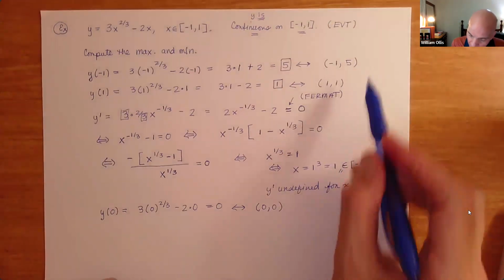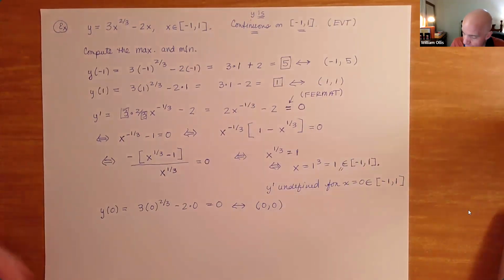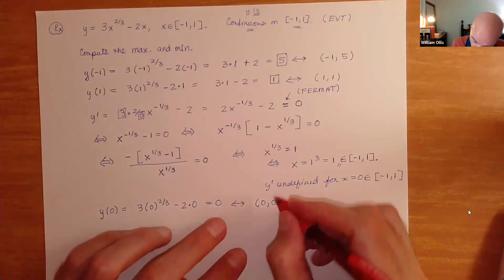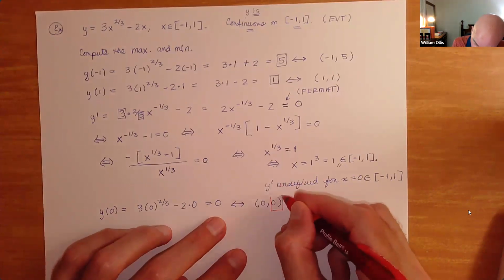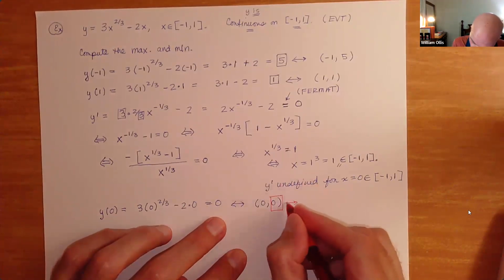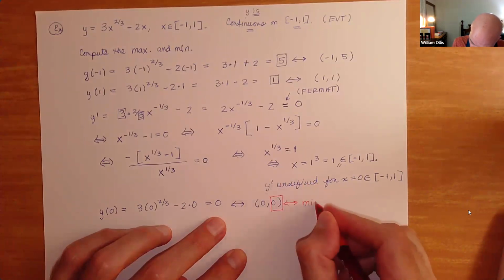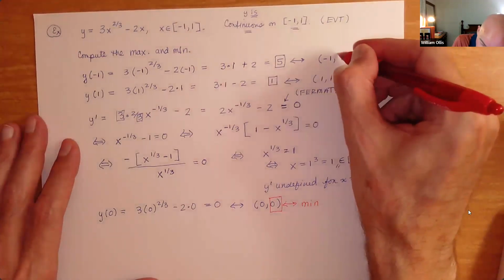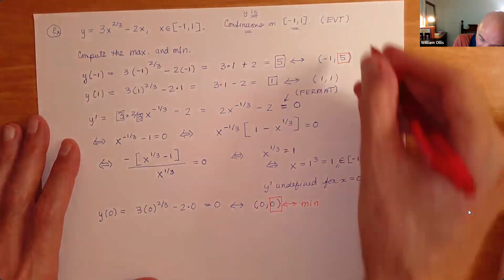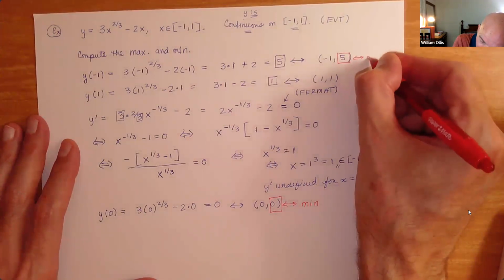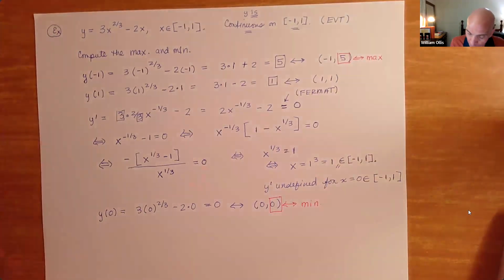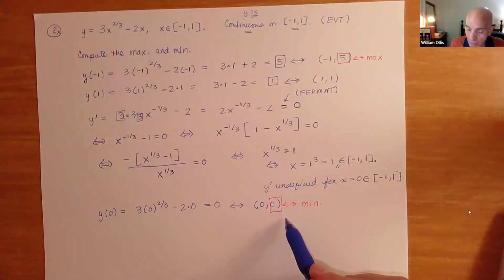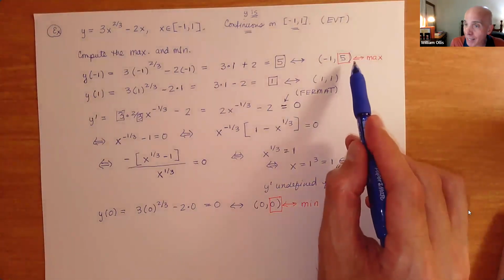Now, let's go back up here and compare. Notice the smallest output is the 0. So we can put a box around this, and this will correspond to the minimum. And then the largest output is the 5. This corresponds to the maximum. Now, what we notice here is that the minimum does occur on an interior point. The maximum occurs at an endpoint.